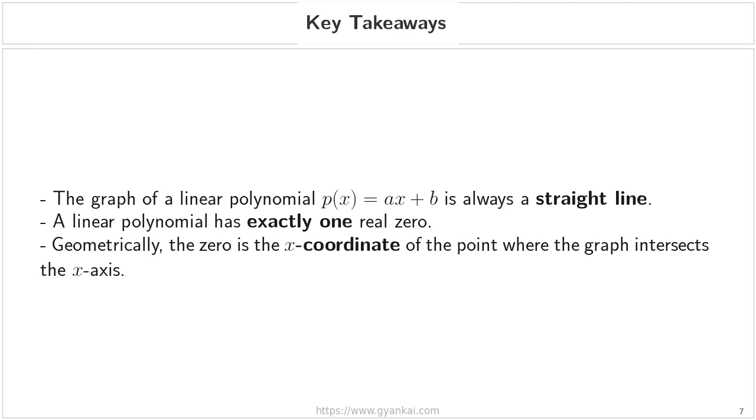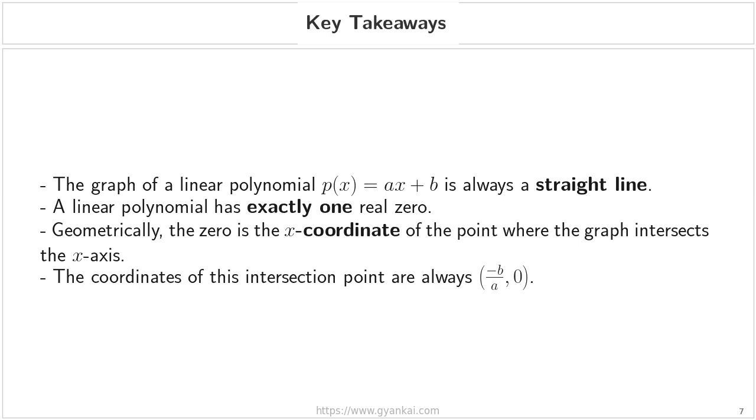Third, we need to connect the algebra to the geometry. When we talk about the zero of the polynomial, we are looking for the x-coordinate of the specific point where our straight line crosses or intersects the x-axis. Finally, if you want to find that point without even looking at a graph, you can use the formula we derived earlier. The coordinates of this intersection point will always be negative b over a, followed by a 0.